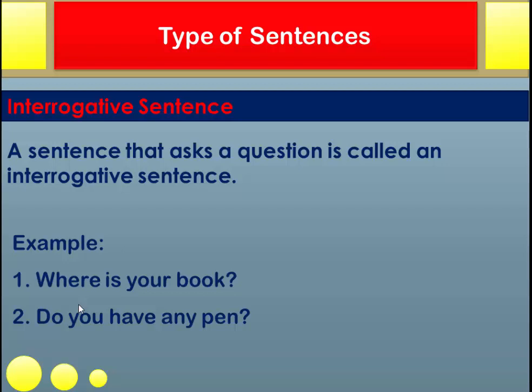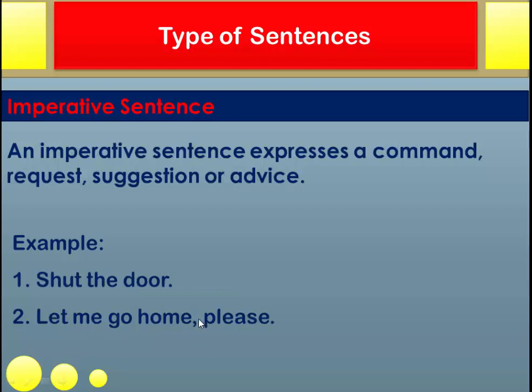Next is your interrogative sentence. An interrogative sentence asks a question. That we call interrogative. Where is your book? Do you have any pen? So this is your interrogative sentence. Next is the imperative sentence. An imperative sentence expresses a command, request, suggestion, or advice. Example: shut the door. Let me go home, please. So this is an order, this is a request. So these we call imperative sentences.